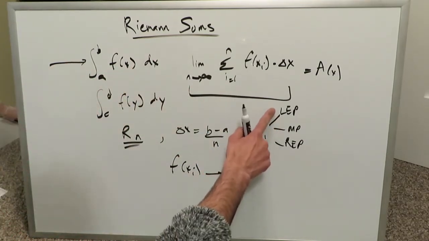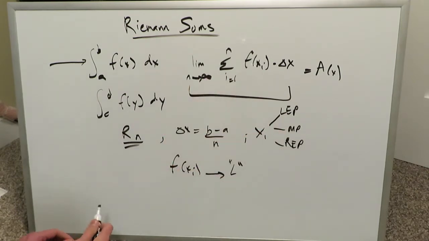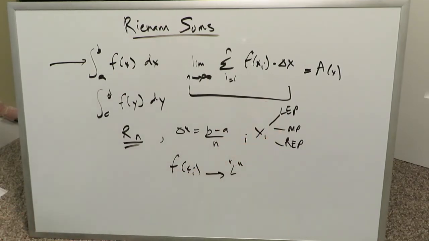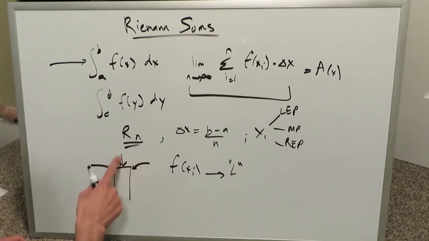And you know, left endpoints, midpoints, and right endpoints can also be given as left corner, midpoint, or right corner, because when you're looking down at a Riemann rectangle, you have a left corner and a right corner, and then you have this middle edge, the midpoint of this top edge. So you're looking at the left endpoint or left corner value, the right endpoint or right corner value, and the midpoint value.